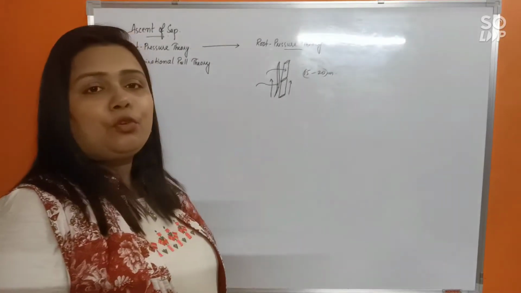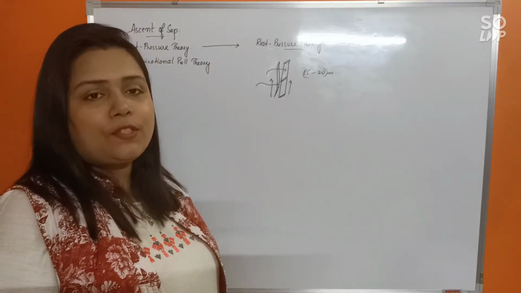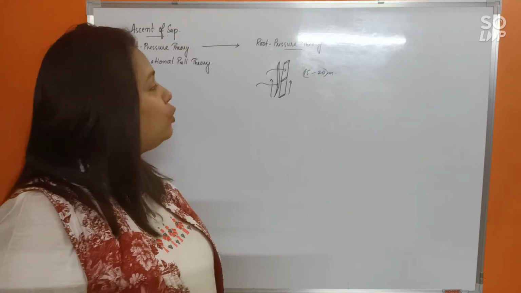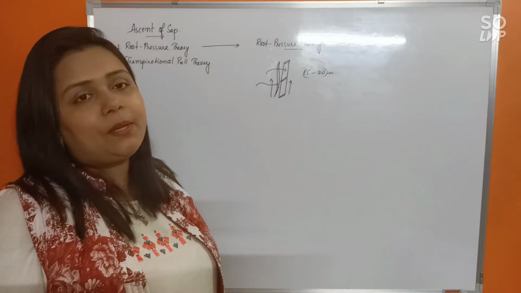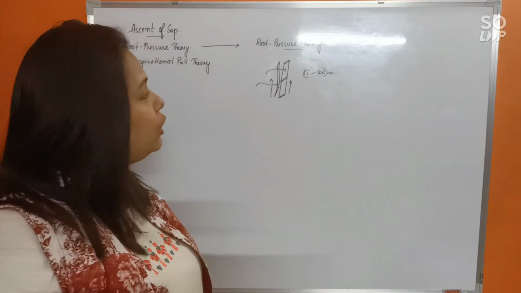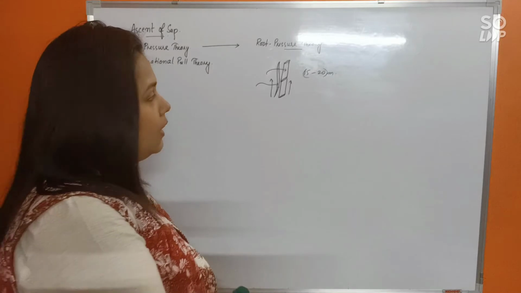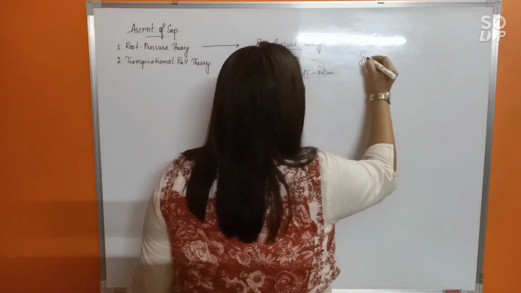Understood this? Fine. Now, even if root pressure is not going to allow ascent of sap in the tallest of trees, root pressure is associated with a very important phenomenon that takes place in the herbaceous plants known as guttation. So let's discuss a little bit about guttation here.